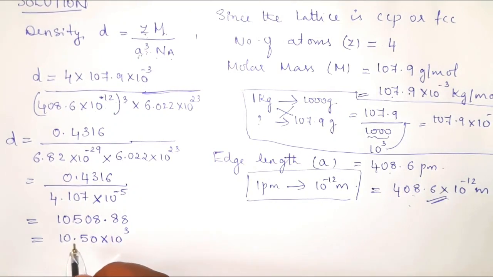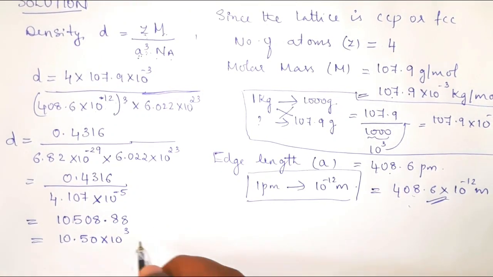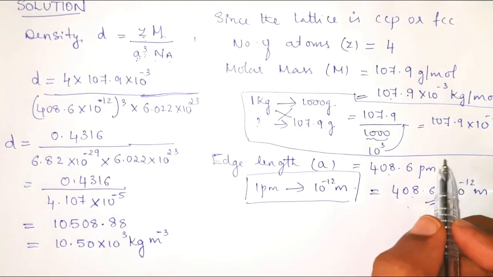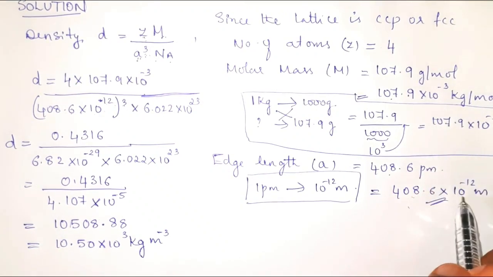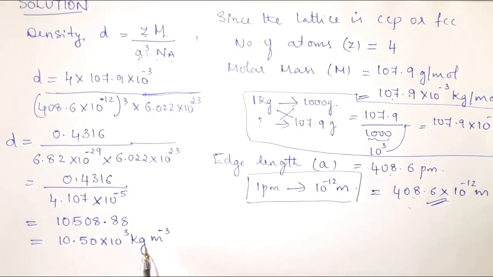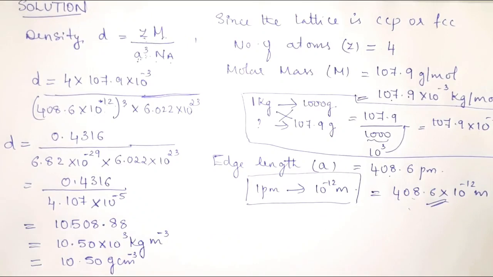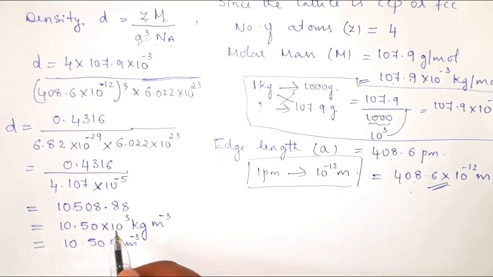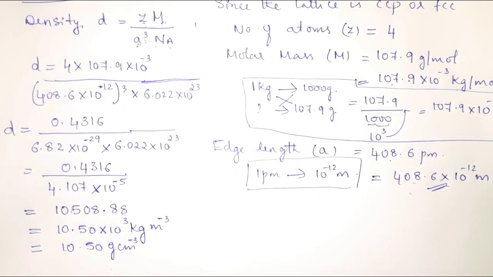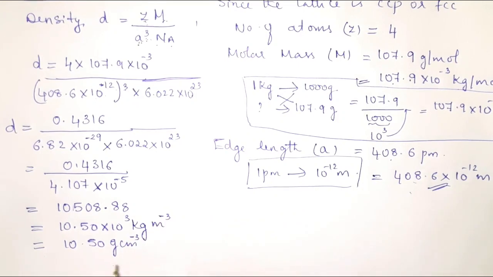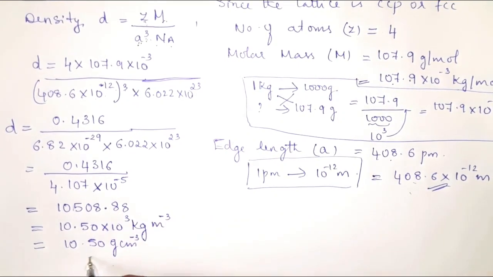So we'll get 10.5 into 10 to the power 3 kilogram meter cube inverse. Since we are using kilogram and meter, it will be kilogram meter cube inverse, or you can also write it as 10.50 gram per centimeter cube. You can write it as gram per centimeter cube, or kilogram per meter cube, or gram centimeter cube inverse. So this is the answer.